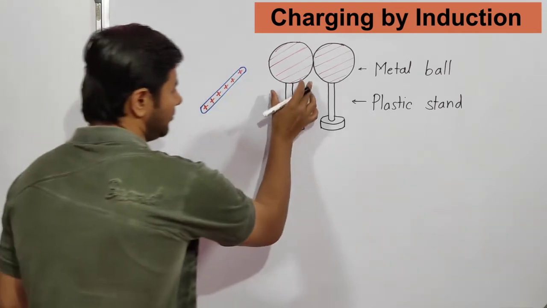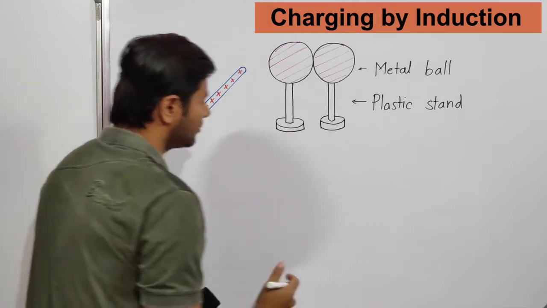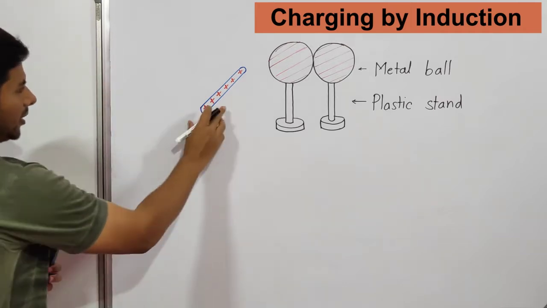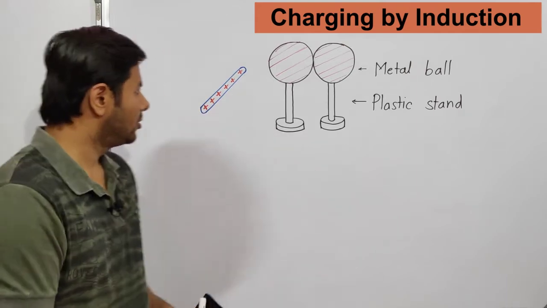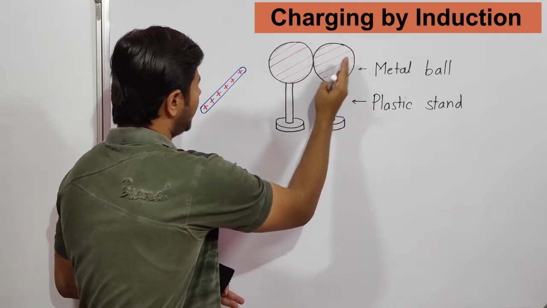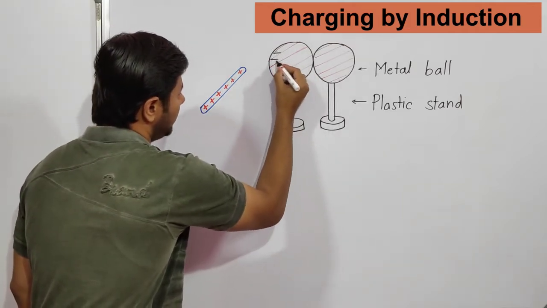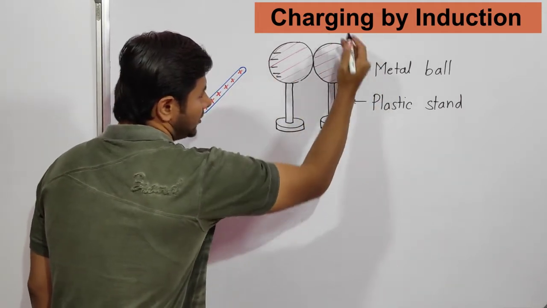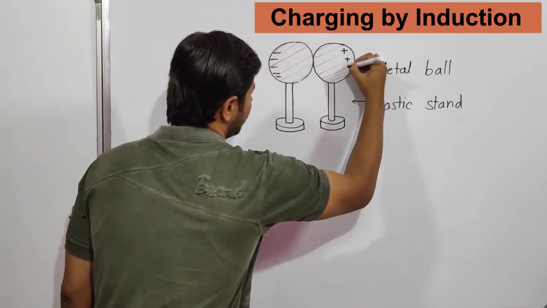Suppose that we have two metal balls mounted on plastic stands, and we keep them in contact with each other. Then we bring this glass rod, which is rubbed on silk, close to the first metal ball. Now the free electrons from both of these metal balls are attracted towards the glass rod and they gather on this side of the first metal ball, and therefore this side of the second metal ball lacks electrons, and therefore it becomes positively charged.